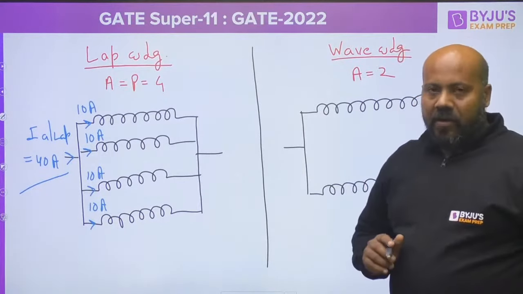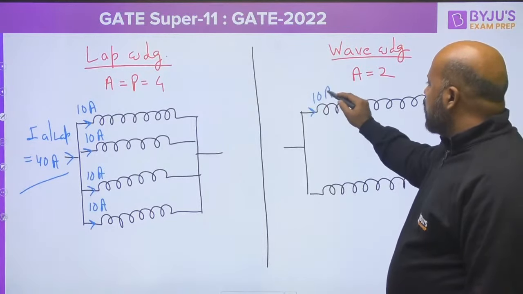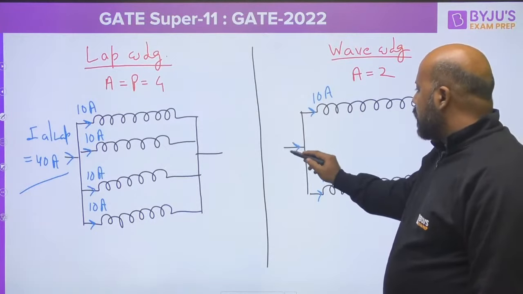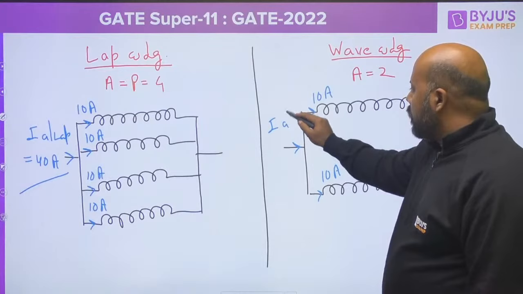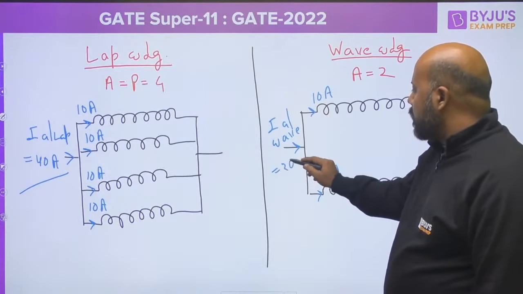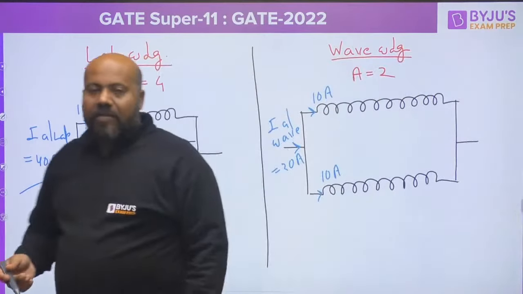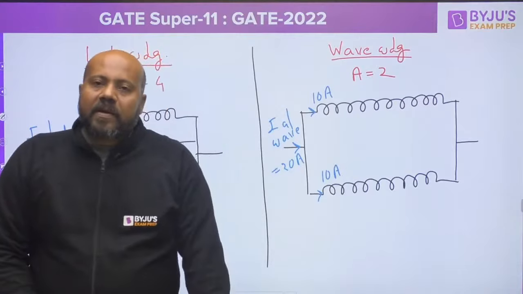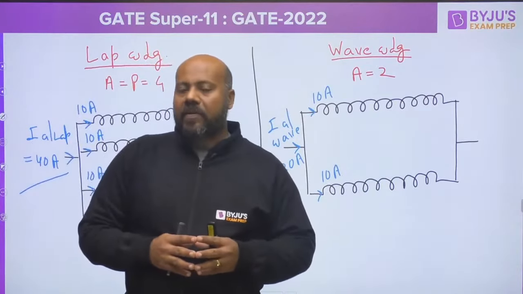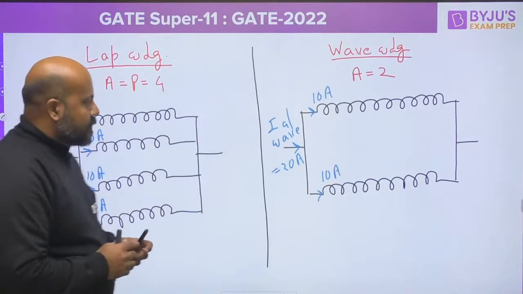Similarly, for the wave winding also, in each parallel path, the maximum allowed current is going to be 10 ampere. So the armature current in case of wave winding is going to be how much? This is going to be 20 ampere. So you know what the armature currents are in case of the lap and wave winding. So if you can relate the armature resistance in case of lap and wave winding, very easily you can relate the armature copper losses.